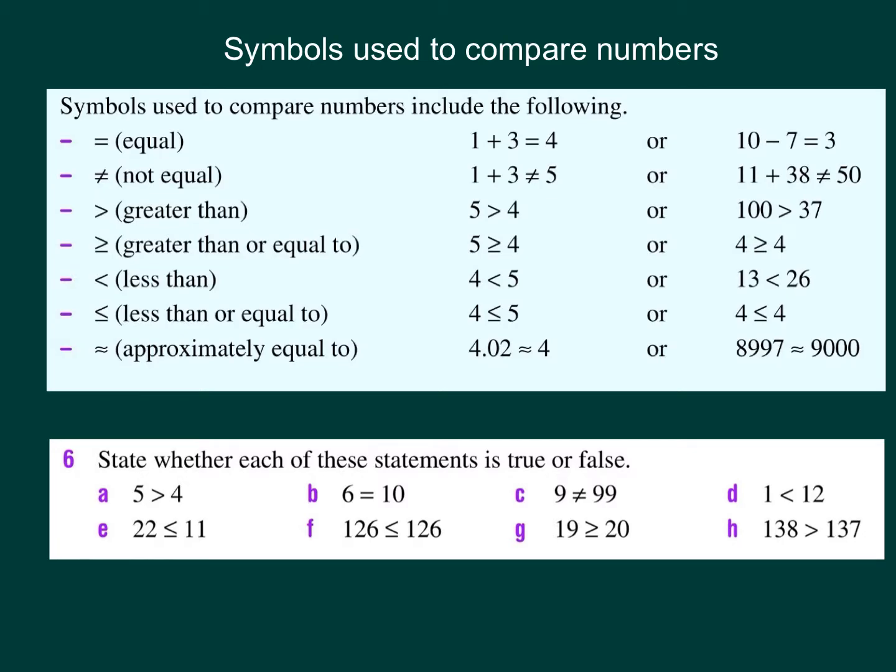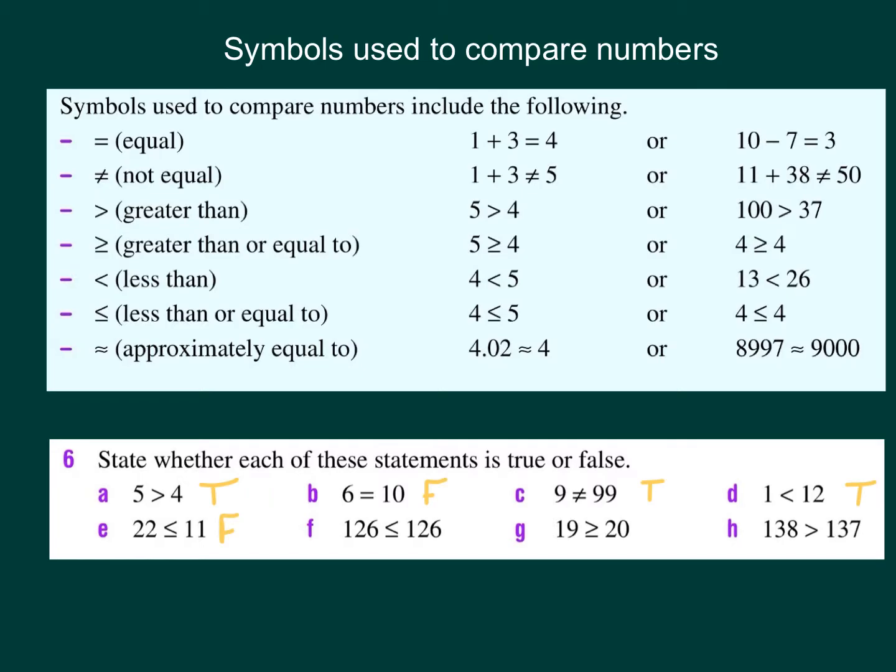So I want you to have a go at question number 6. State whether each of these statements is either true or false. Give it a go. We'll get back to you shortly. Alright, what about 5 is greater than 4? Is that true or false? That is absolutely true. 6 is equal to 10? Well, that has to be false. 9 is not equal to 99? Well, that's absolutely true. 1 is less than 12 for sure. 22 is less than or equal to 11? No, that is false. It's not less than 11.